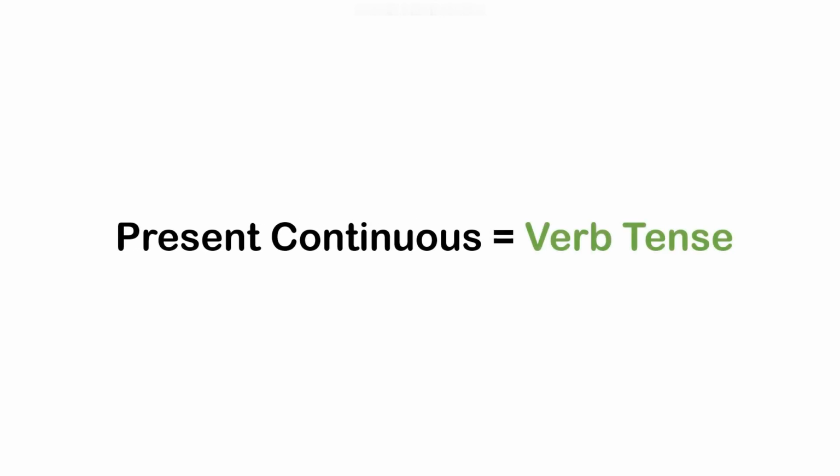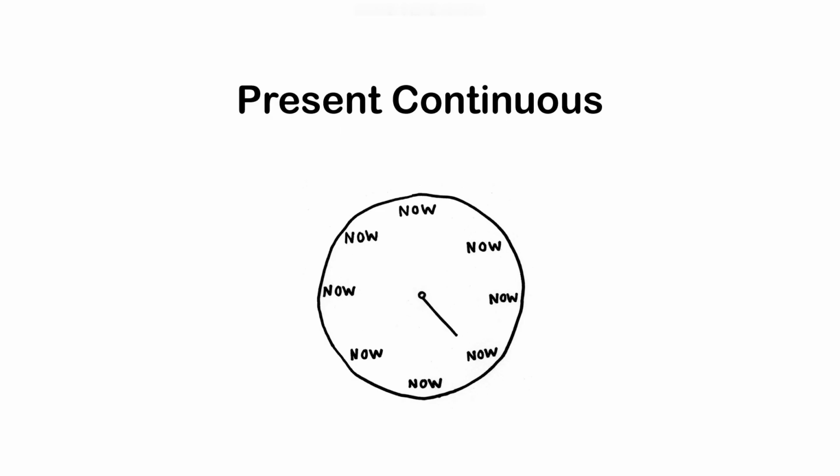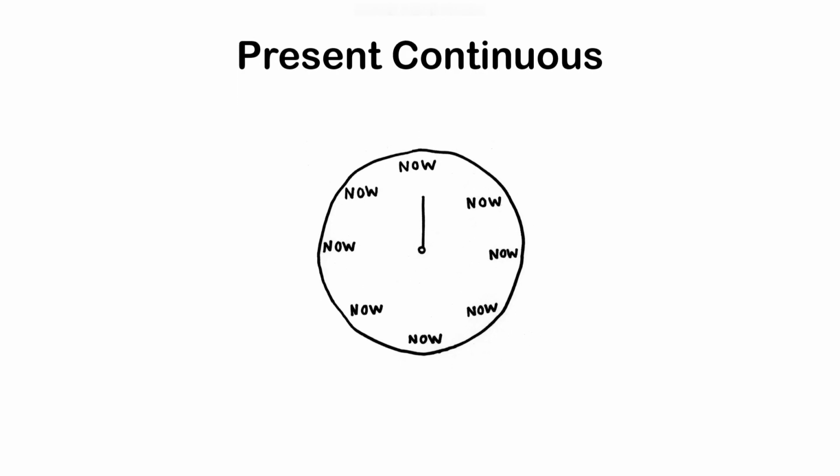Present continuous. Present continuous is a verb tense, which tells us that the action is anchored in present. It is mostly used for actions that are happening at the moment of speaking, but this is not everything about present continuous. Let's start with the grammar forms.